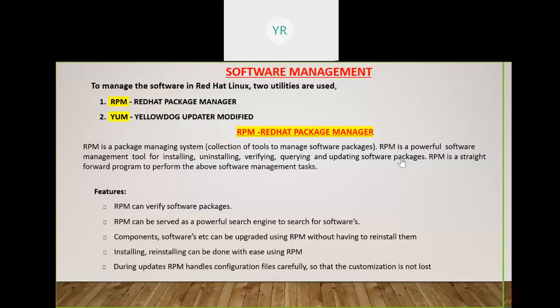By using this RPM utility, we can install a package, we can uninstall a package, we can verify whether that package is installed or not, and we can query about that software package. Querying means which version we are using, whether it is installed or not, what dependencies we need. We will check everything, and we can update the package. Updating means, if you are using an older version and you get a latest version, you can update it using the RPM tool.